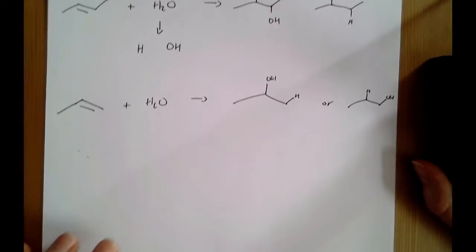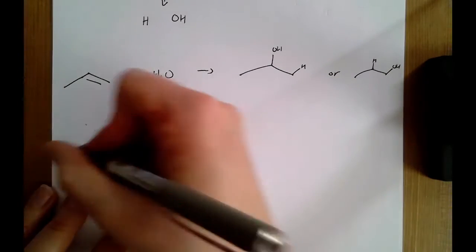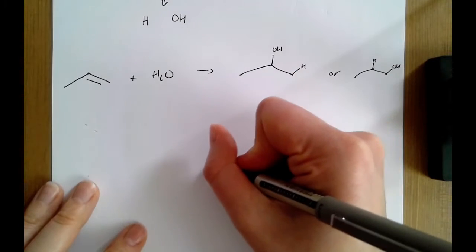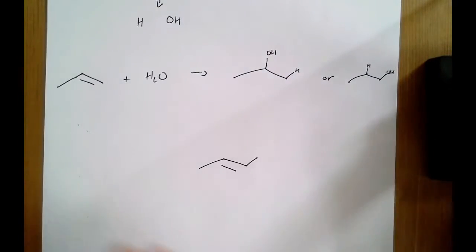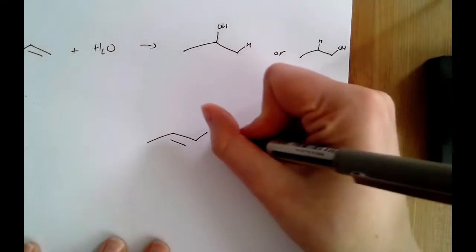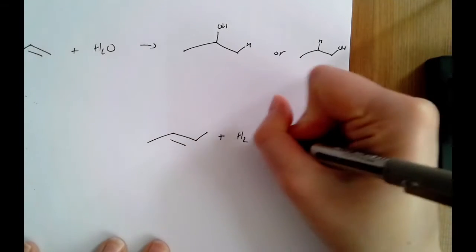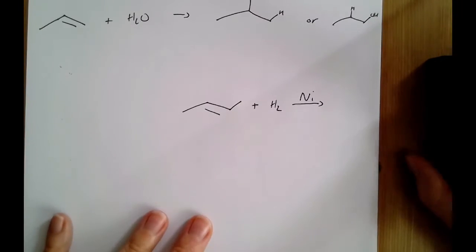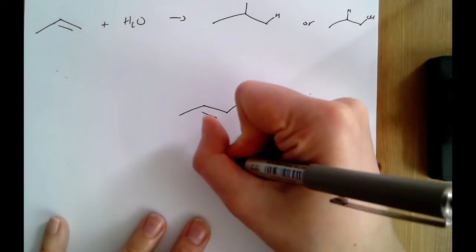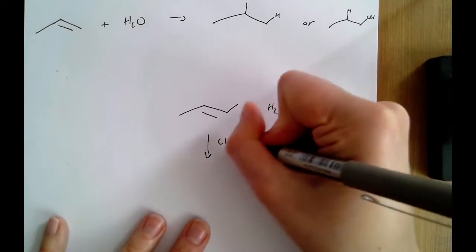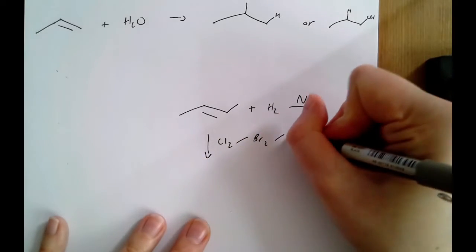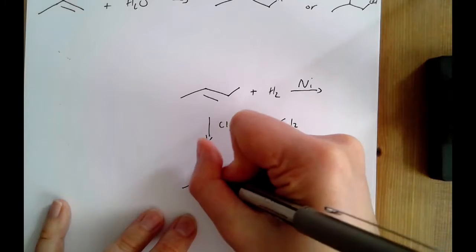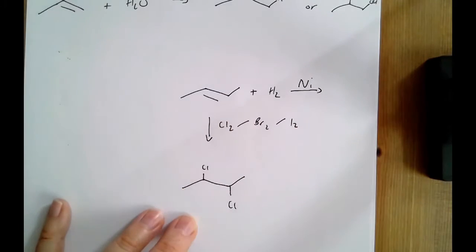In terms of conditions, just so we are aware of the conditions when you're reacting an alkene, I'm just going to draw one alkene here in the center. I'm going to stick with but-2-ene. When I am reacting an alkene with hydrogen, I need a catalyst, and I need nickel as my catalyst. When I'm reacting my alkene with a halogen, whether it's Cl2 or Br2 or even I2, I don't need a catalyst. And I just get that addition reaction.